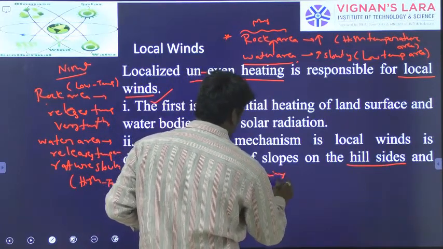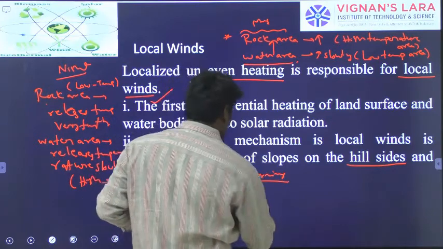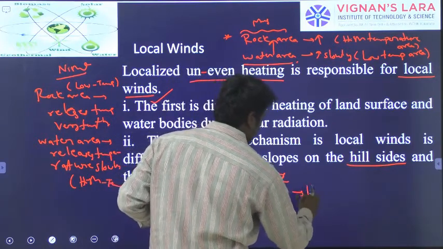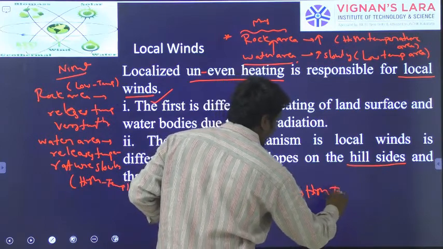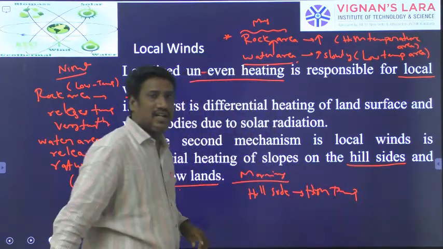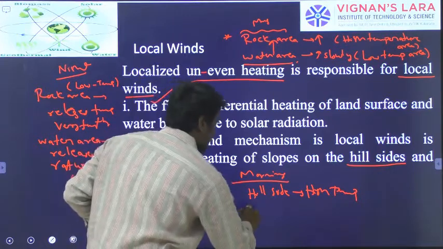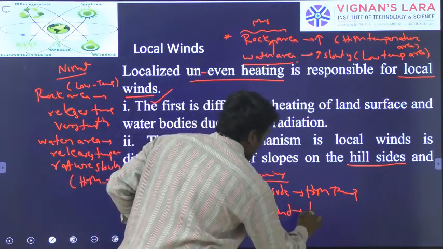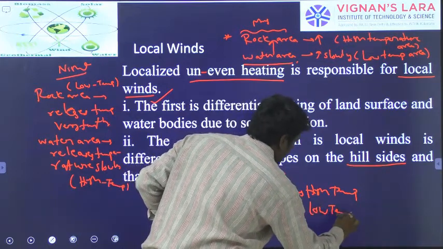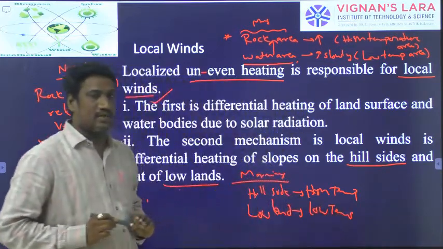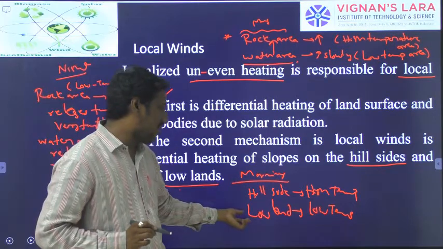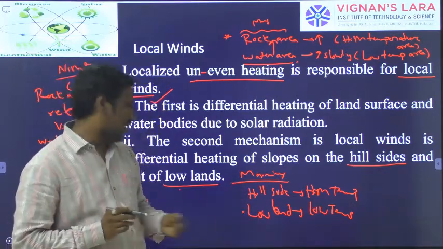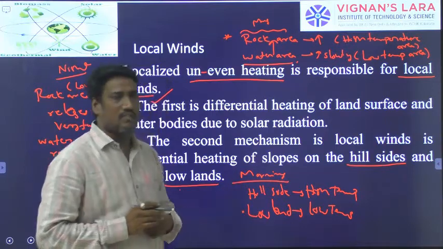in the morning you will have high temperatures on the hillside, whereas on the lowland you will have low temperature. So in the morning session, the direction of wind will be from the lowland to the hillside, as the temperature of the lowland is low in the morning session.